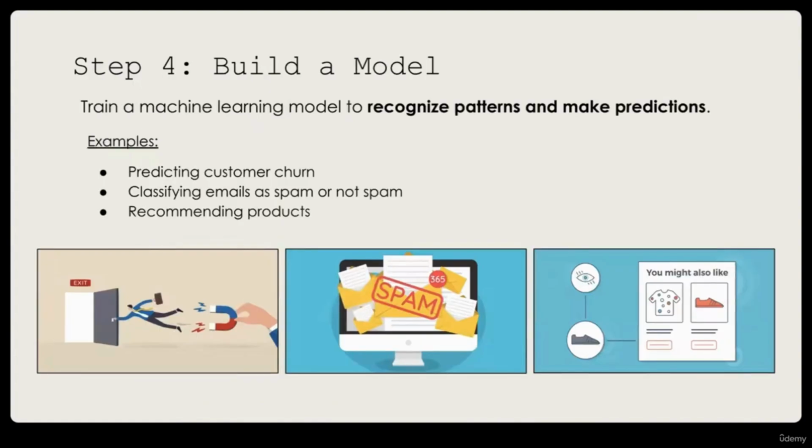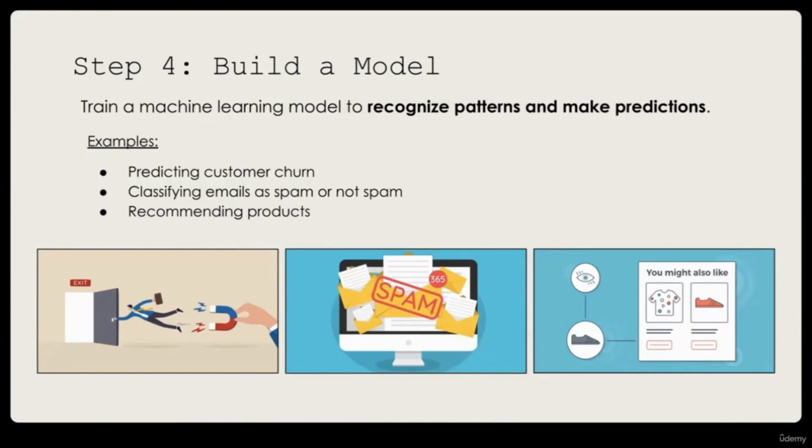Step 4, we have building a model. This requires training a machine learning model to recognize patterns and make predictions. And this really does help us make more predictions about the new or unseen data. Now, machine learning algorithms learn from patterns in our data, just like a student learns from examples. And once trained, these models can make predictions or classify new information.